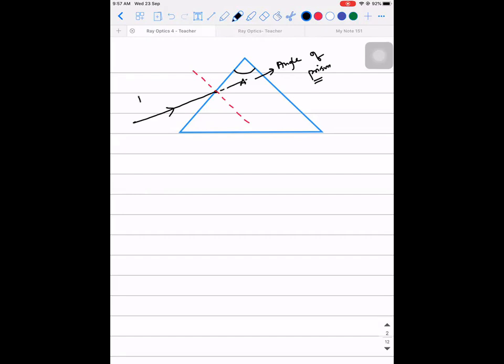If I take the outside medium as air and this as a glass material whose refractive index is mu, light is traveling from rarer to denser medium. What is going to happen? It bends towards the normal. So it is going to bend towards the normal.